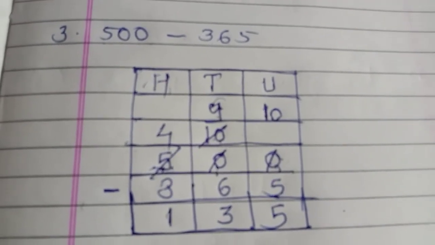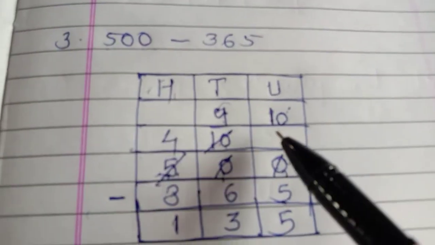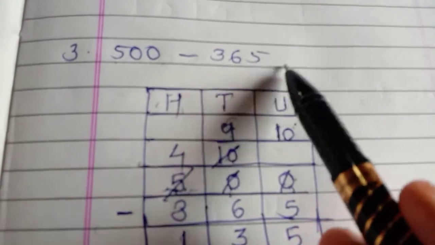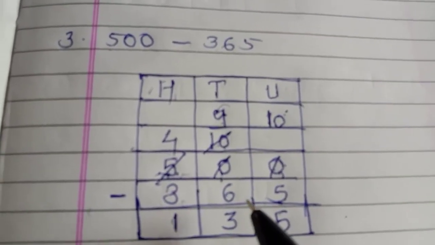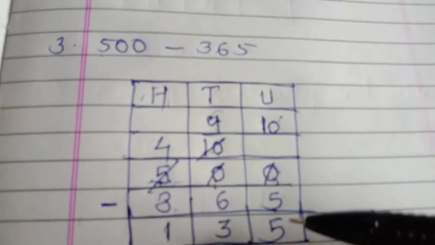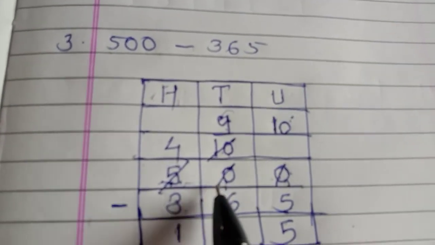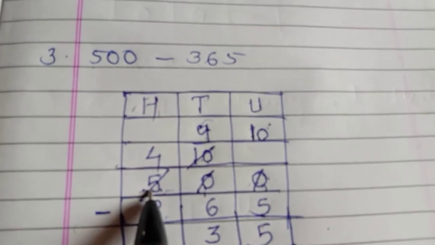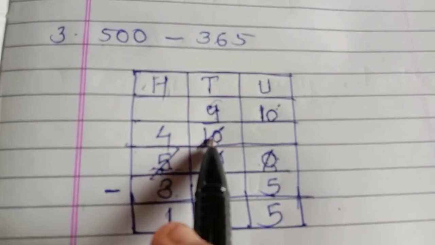Okay. Understand? Once again I will repeat this sum. Look here. The sum is 500 minus 365. You have to subtract 365 from 500. So what do we do? We cannot subtract 5 from the 0, but 0 is a smaller number. Then what do we do? We borrow 1 from the another column. But there is also 0. Then what do we do? We go to the 100 column. There is 500, from which you borrow 100.